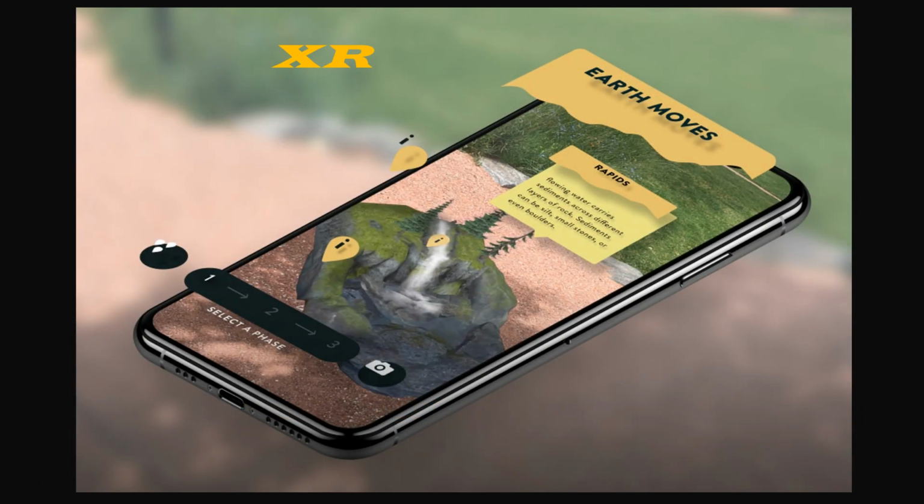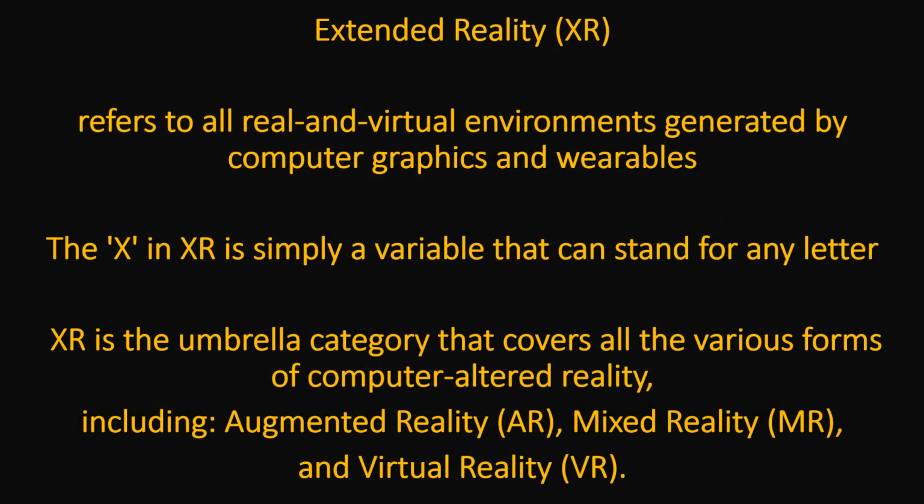First, we talk about what is XR, extended reality. It refers to all real and virtual environments generated by computer graphics and variables. The X in XR is simply a variable that can stand for any letter. XR is the umbrella category that covers all the various forms of computer-altered reality, including augmented reality, mixed reality, and virtual reality.